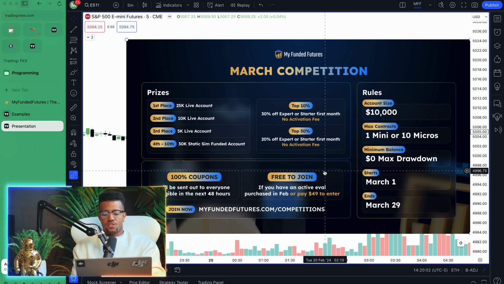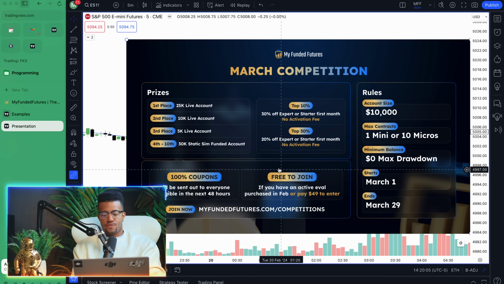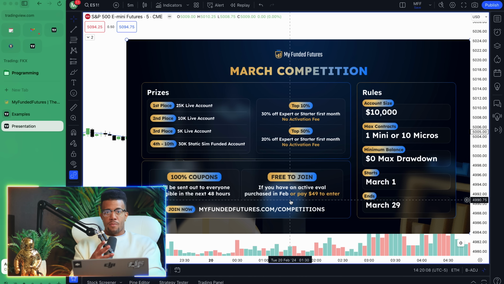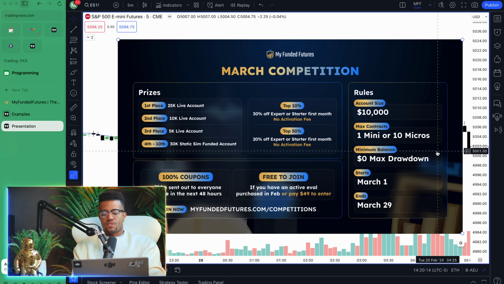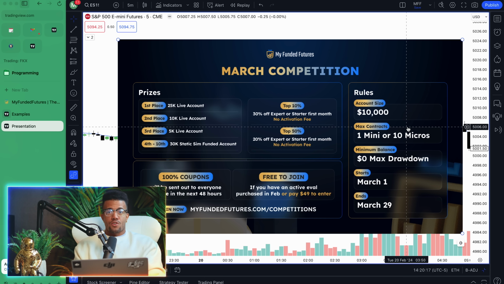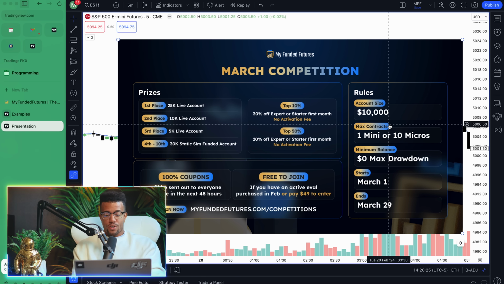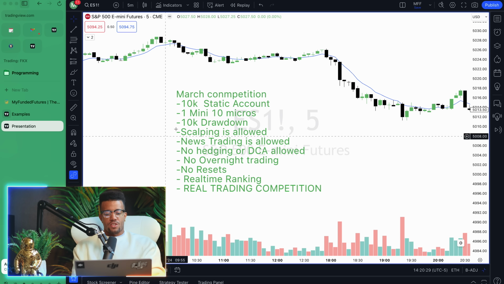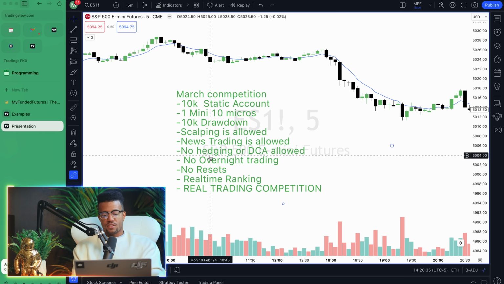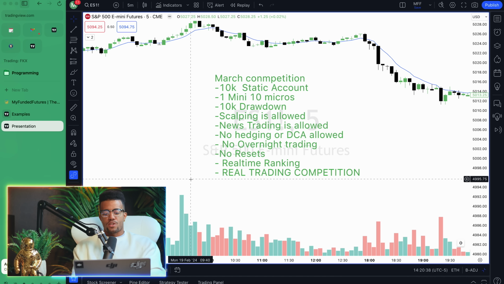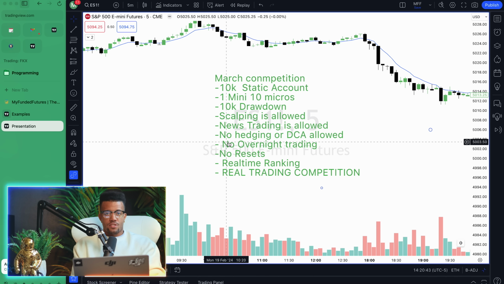So let's actually take a look at the rules. I will say this is free to join if you already have an account. So you go and buy an account, you've already entered. But the actual rules, you're getting a $10,000 account. You get 1 mini or 10 micros, and you have 10K of drawdown. So this is like a static account. You basically have a 10K real dollar account you're getting access to trade in this competition. There's a leaderboard, so you can see how everybody's doing at all times. You see here that there's 10K of drawdown. Scalping is allowed. News trading is allowed. You're not allowed to hedge or DCA, which means you kind of have to just get into your position and let it play out. There's no overnight trading, no resets because it's a competition.